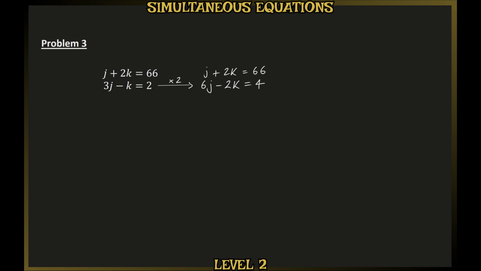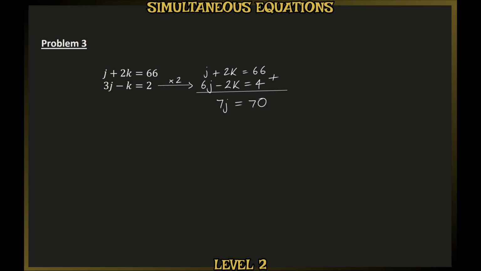Now, looking at the 2k's, one is positive and one is negative. So to eliminate these, we can add, because 2k added to minus 2k gives us 0. So we need to add everything in these equations. So j plus 6j gives us 7j. We know that the 2k plus minus 2k becomes 0, and on the right, 66 plus 4 gives us 70.